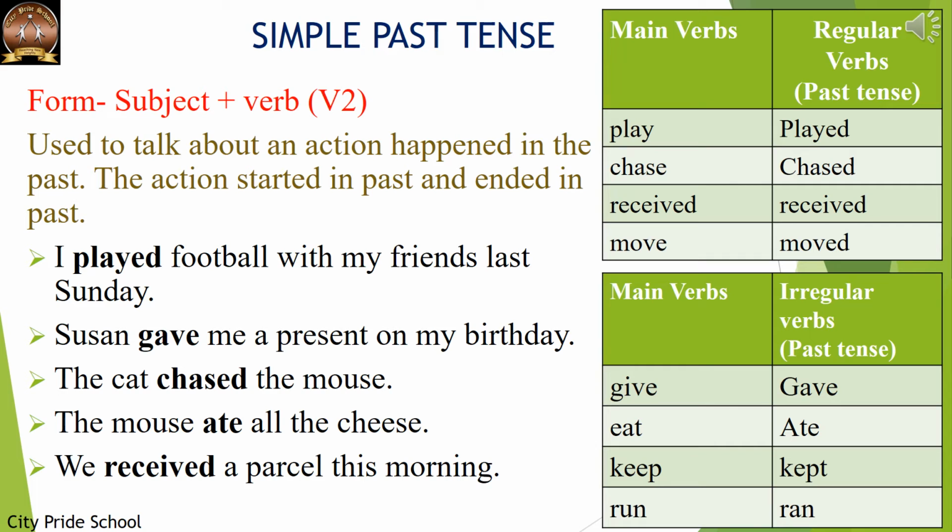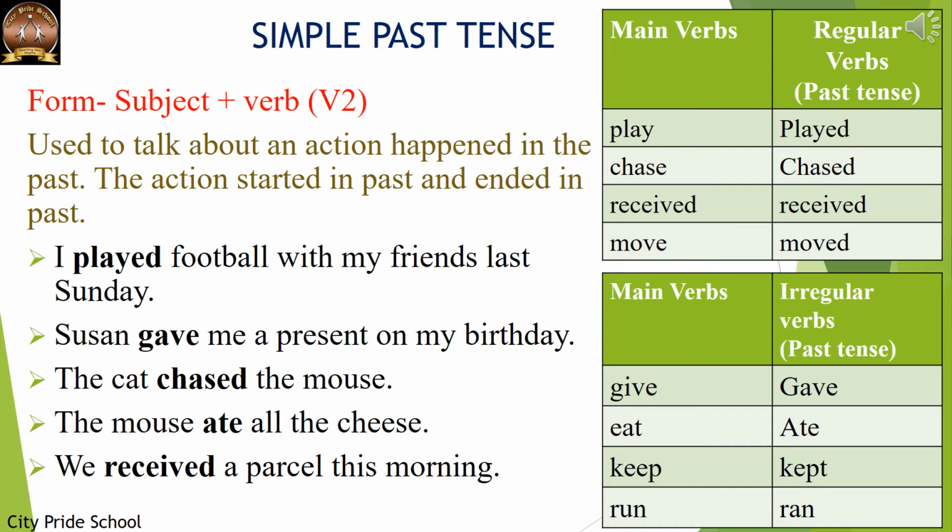Here, the verb played is made by adding d or ed to the verb. We do it for most of the verbs, and these verbs are called regular verbs. So if you can see the list towards your right hand side, we have a table: play, played, chase, chased, receive, received, move, moved. So these all verbs are regular verbs where we have added only d and ed. Next sentence: Suzanne gave me a present on my birthday.